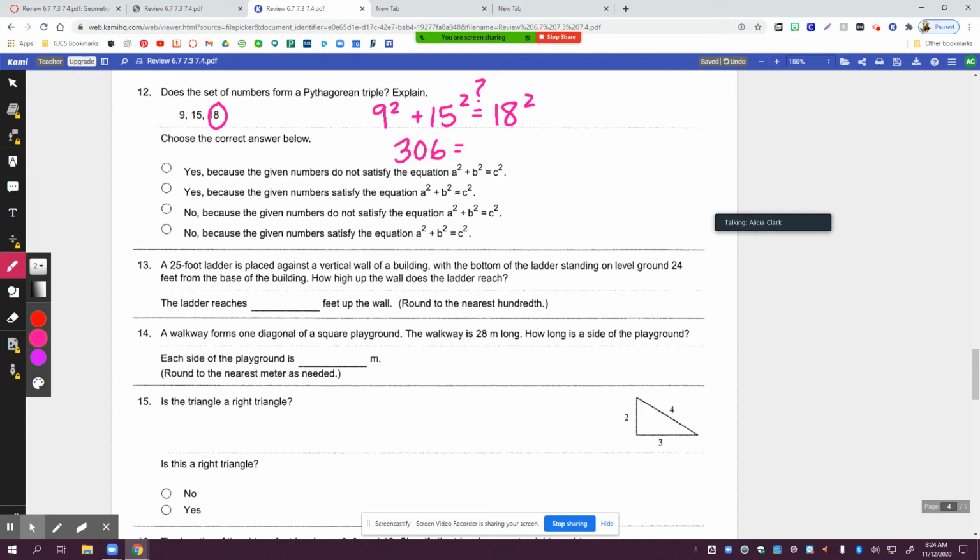18 squared is going to be 324. Okay, those two things are not the same. So that is not going to make a right triangle or a Pythagorean triple. So we're going to select no, the third one, because the given numbers do not satisfy that equation.